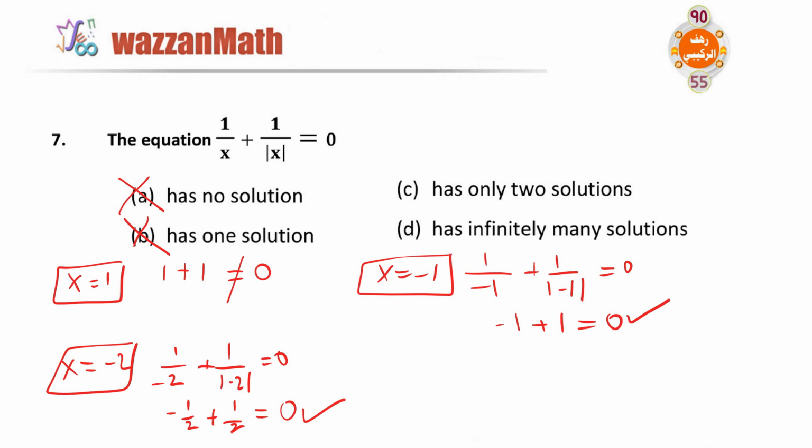And you can notice that whenever we put any negative value in place of x and we add it to the positive value of itself, we're going to get 0. So the answer is going to be D. Infinitely many solutions, which are represented by all negative values.